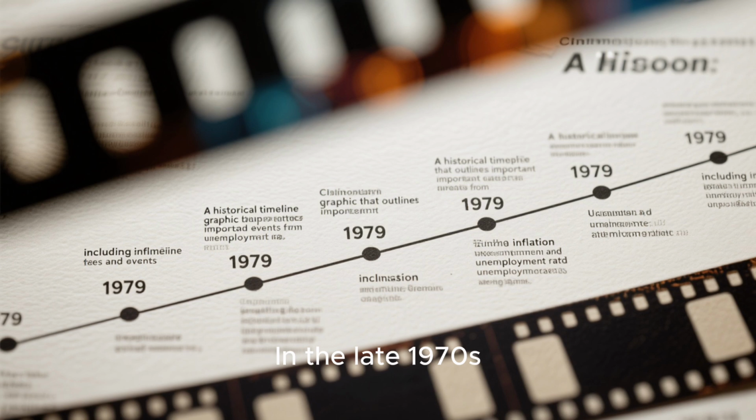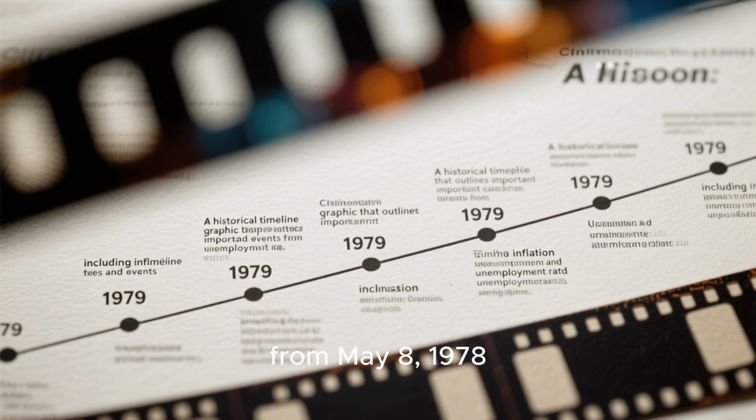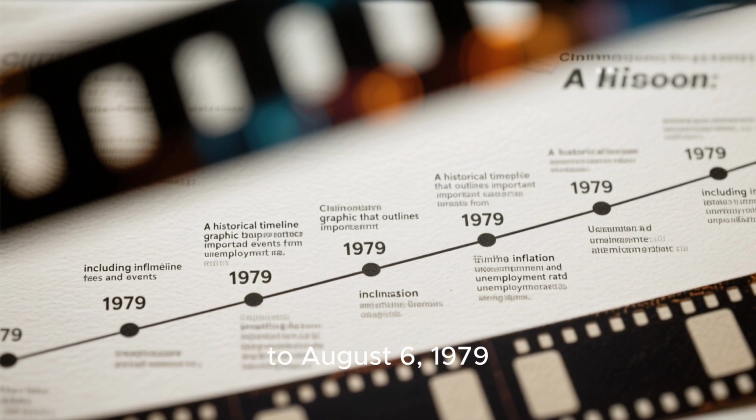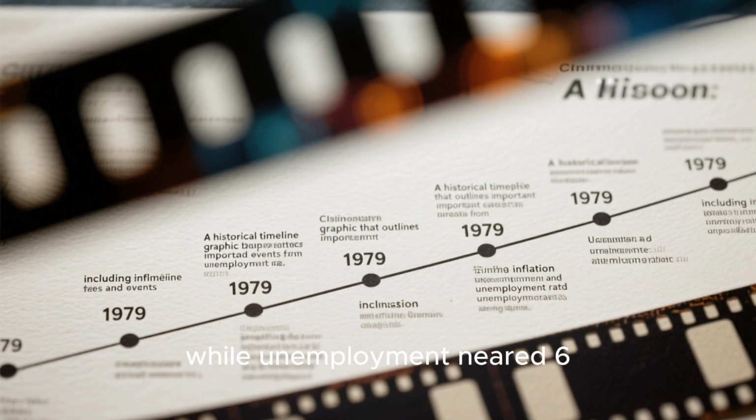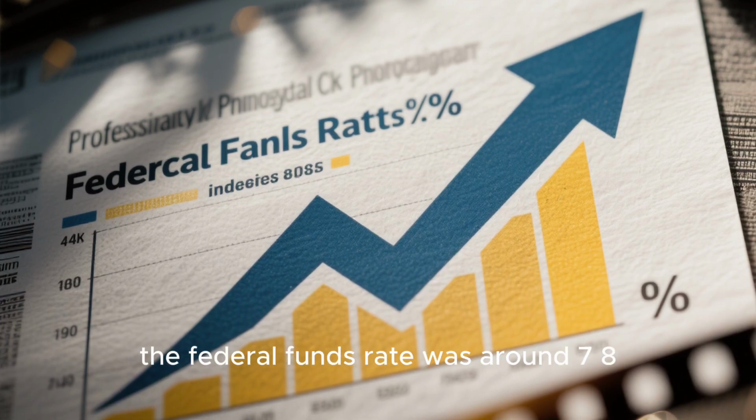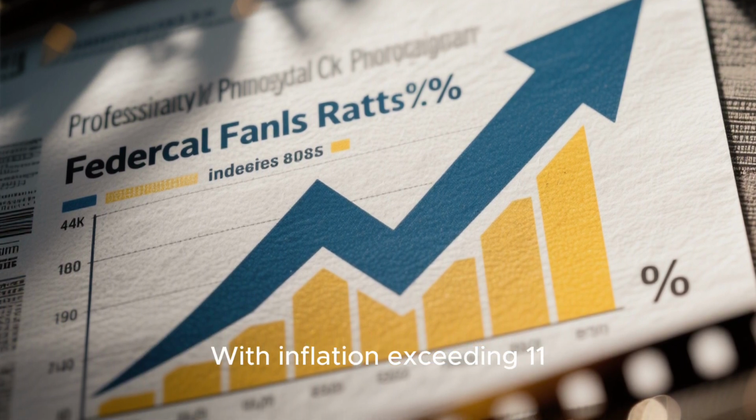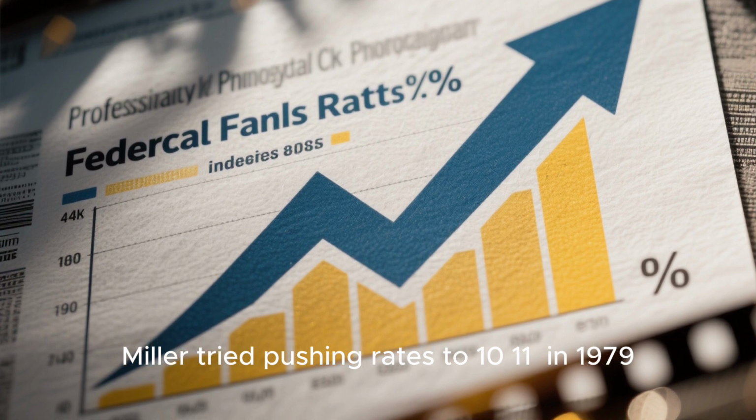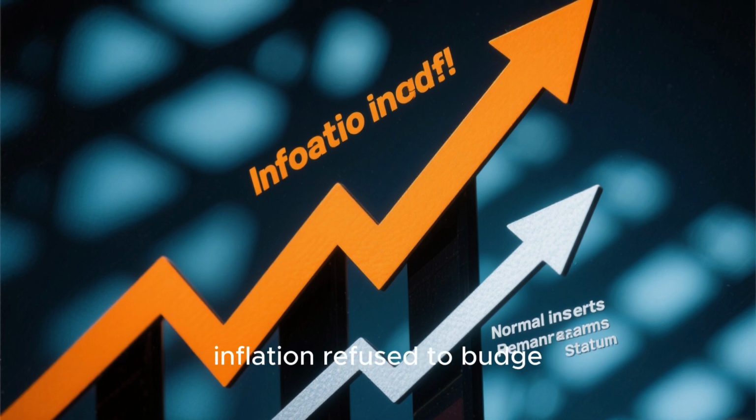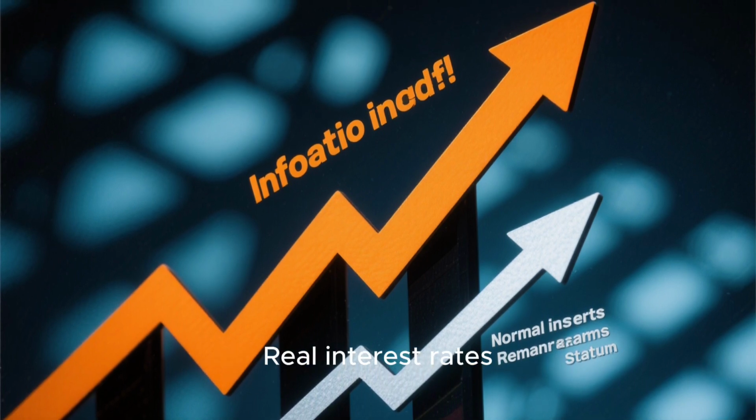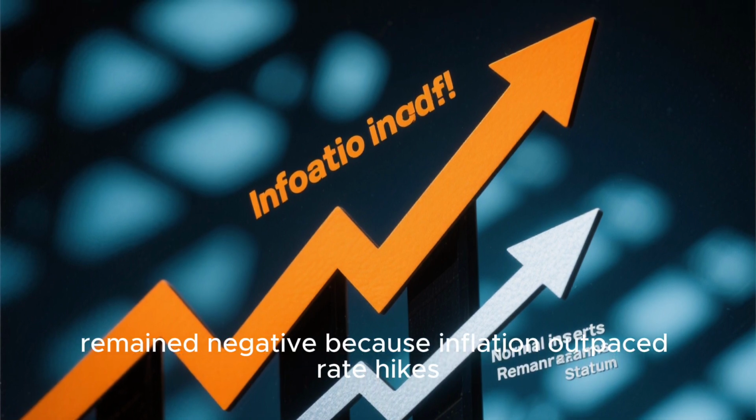In the late 1970s, specifically 1979, when G. William Miller was Fed chairman from May 8, 1978 to August 6, 1979, inflation had soared past 11%, while unemployment neared 6%. Before Miller took office, the federal funds rate was around 7 to 8%. With inflation exceeding 11%, Miller tried pushing rates to 10 to 11% in 1979. However, despite the high nominal rates, inflation refused to budge. Real interest rates, after accounting for inflation, remained negative because inflation outpaced rate hikes.